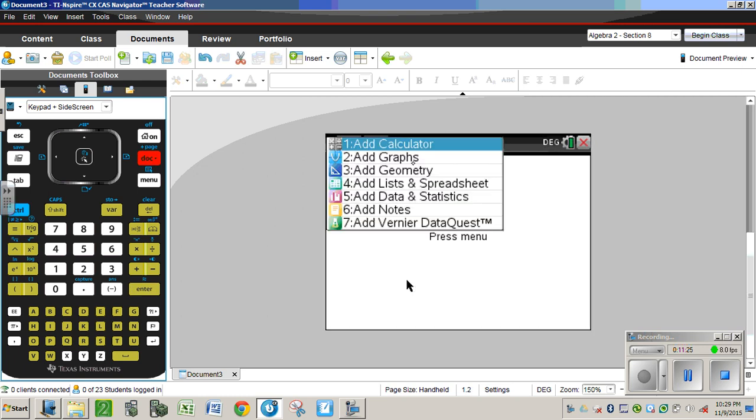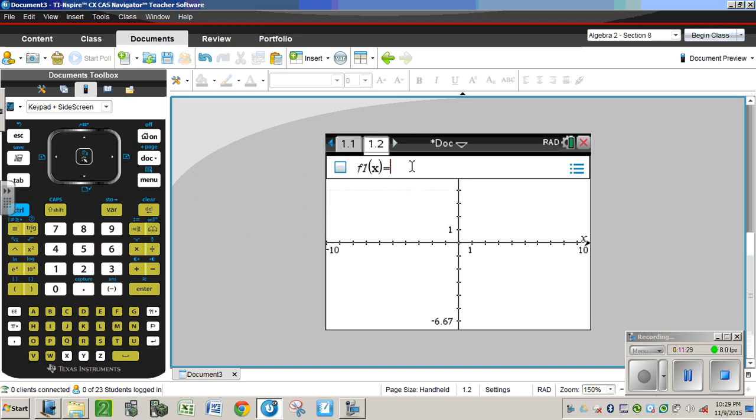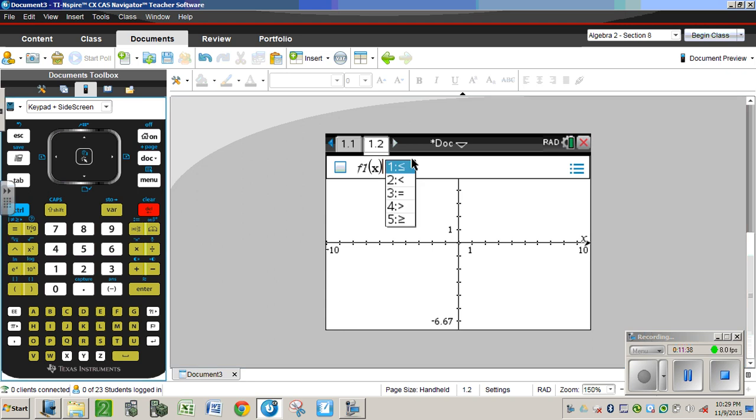So let's add a page. We're going to add some graphs in here. Now, your calculator will actually do the shading for you also. So if you delete the equal sign, notice all of your inequality symbols show up. So what you can do is actually put in your inequality. So let's do greater than. Now, the problem with doing your inequality is that it won't show you a table of values.